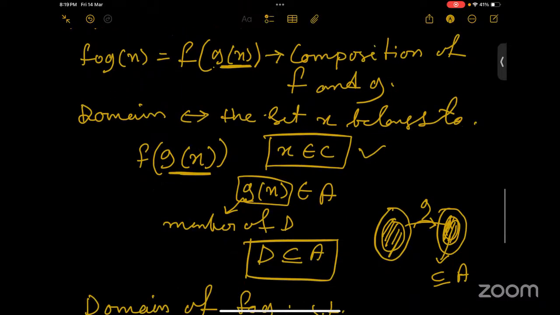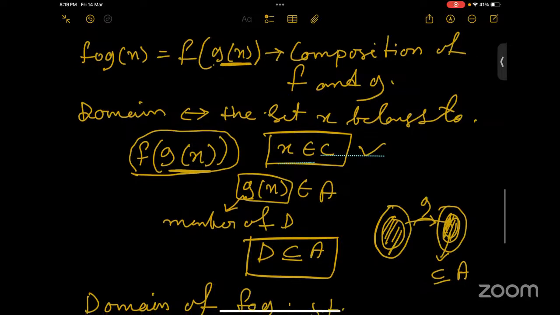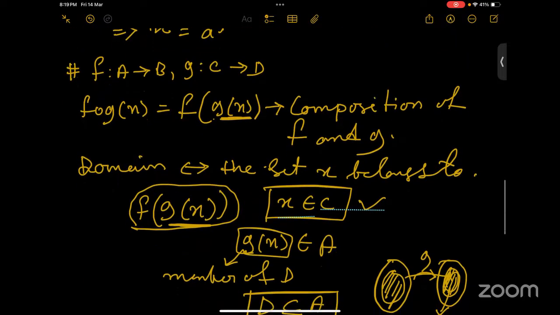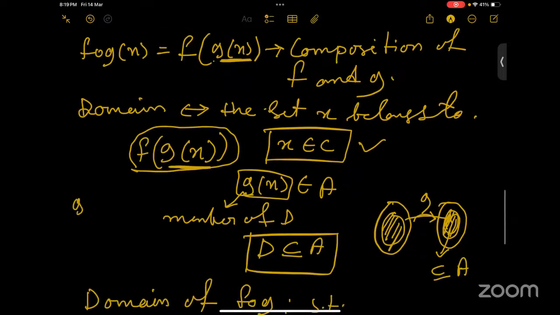Then f of g of x is defined, that means that g of x should be in the domain of f, right? So that A should be a subset, I mean, D should be a subset of A. Because g of x is a member of D, and if g of x belongs to A, it will imply that D is a subset of A.